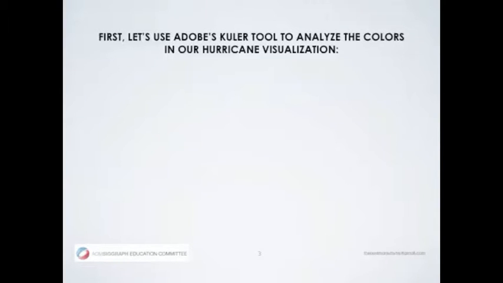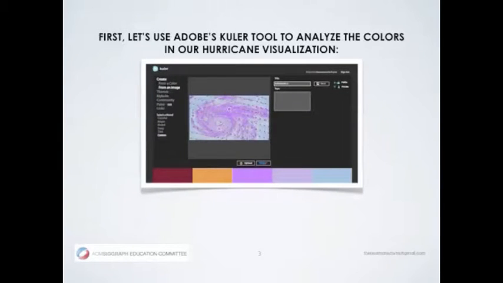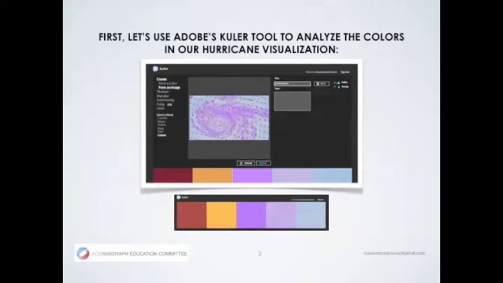Let's use Adobe Kuler to analyze the colors in our hurricane visualization first. So what we do is we take a frame of the animation, convert it to a JPEG, and move it into the Adobe Kuler tool, which is an online tool for analyzing color. We put the 5 sensors provided to us on the various colors in our JPEG, and we developed a 5-color scheme presentation. Our color scheme ranges from red, orange, purple, and blue.